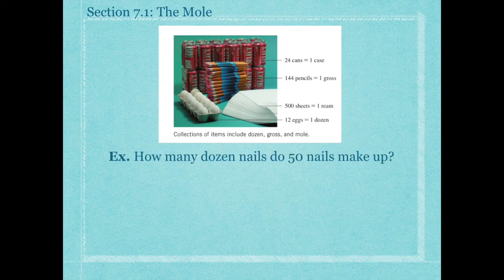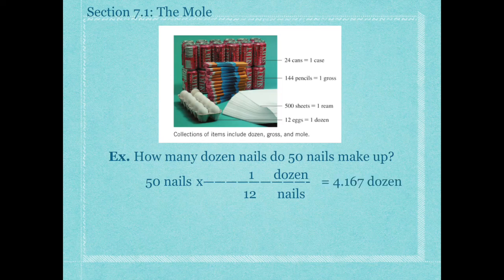So if I tell you I have 50 nails, how do you figure out how many dozen nails that would be? Well, you can do that in your head, I'm sure. However, let's actually do the proper setup, just like what we did with conversion. So if I have 50 nails, I'm going to convert that into dozens. So I'm going to put nails on bottom and dozen up top. Now I know there are 12 nails in 1 dozen, and so I'm going to take 50 and divide it by 12, and what I get is 4.167 dozen.